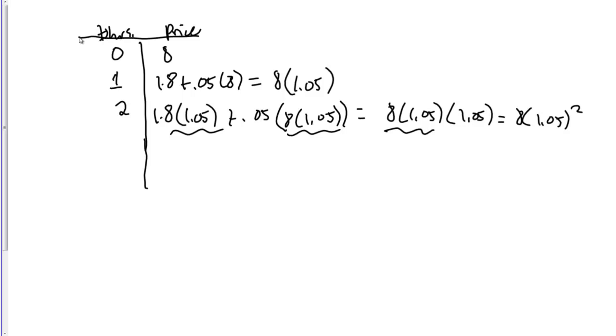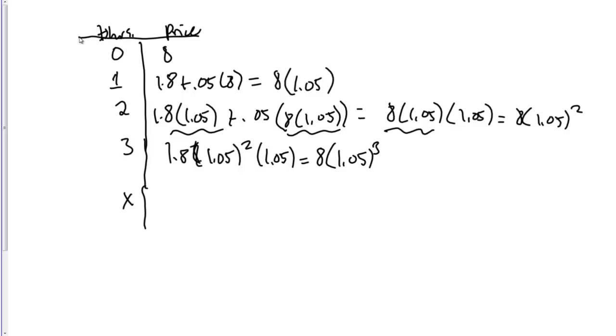And you can see this is going to continue. After 3 hours, well, we start with this amount for the price. And we take 105% of that, and we get 8 times 1.05 to the third, and so on. And so at the xth hour, here we would have 8 times 1.05 to the x power, because we've taken 105% x times.